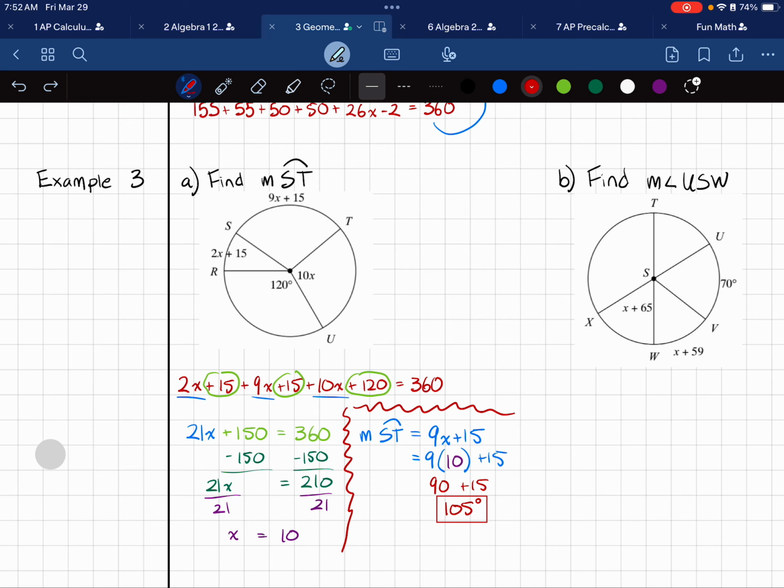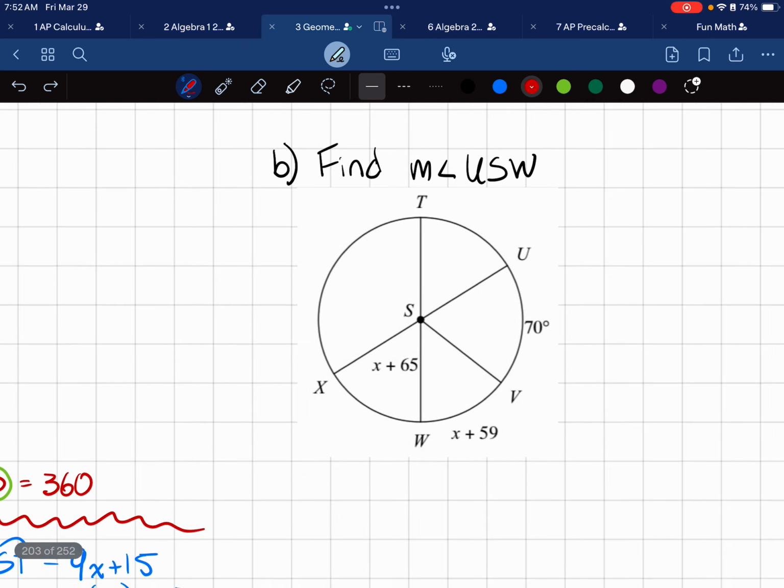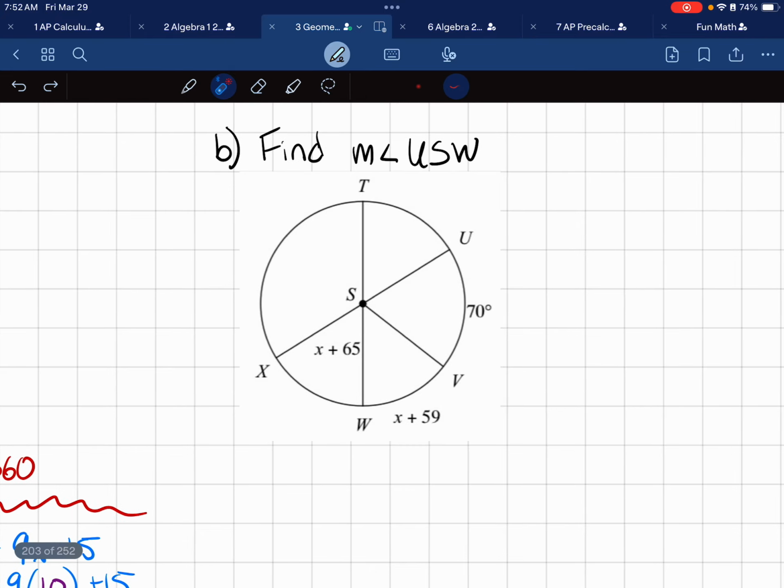All right, let's try example 3b. Find the measure of angle USW, therefore it's talking about that angle right there, I suppose. Again, angles are always unclear. Am I talking about that angle right there, or am I talking about that angle right there? I'm just going to always assume whatever's easiest. So the easier one for me for USW is that angle right there, which means I need these two numbers added together.